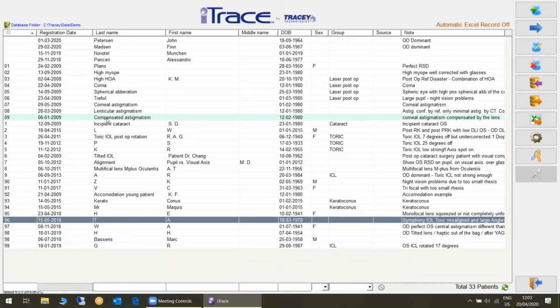And the last group is everybody post-op who is not 100% happy. It could be a tilted lens, it could be something else. There are plenty of reasons. And in all of those cases, the iTrace is your friend.